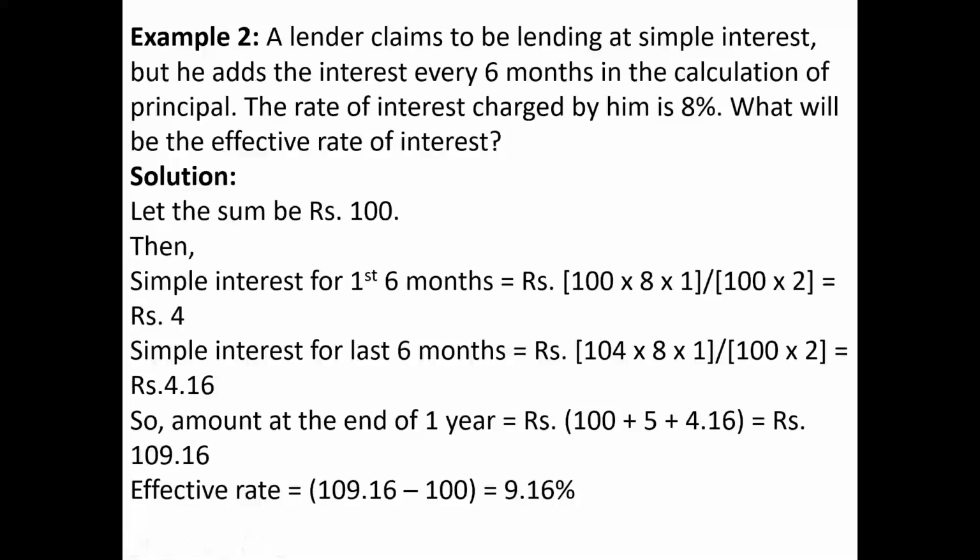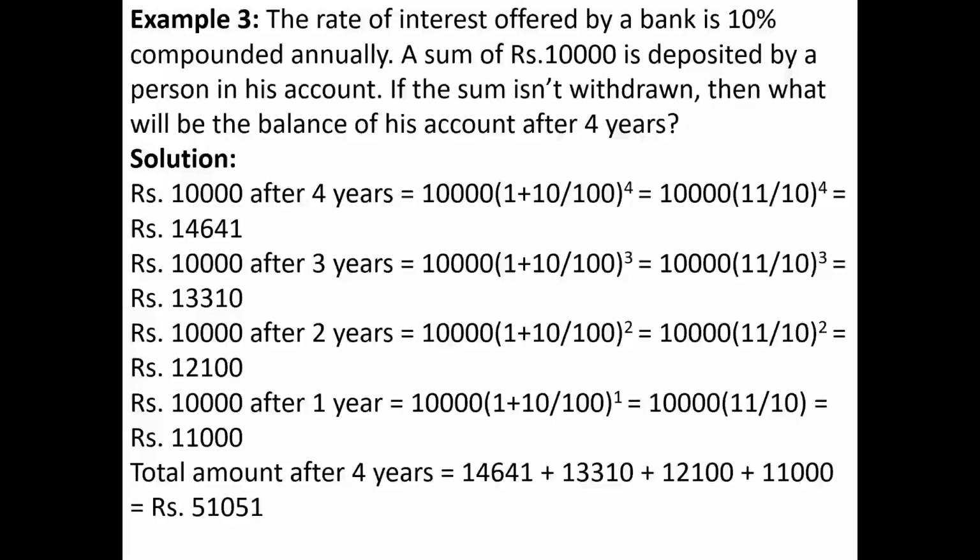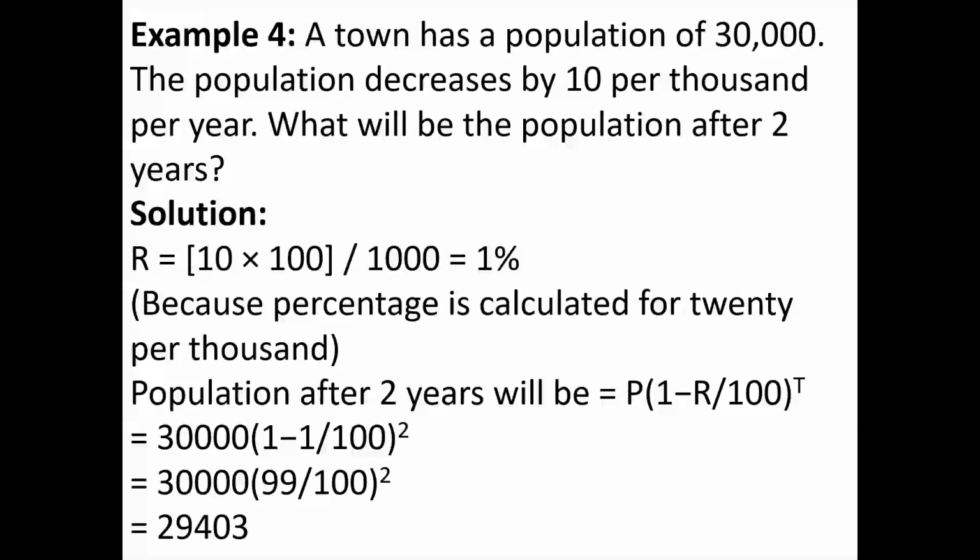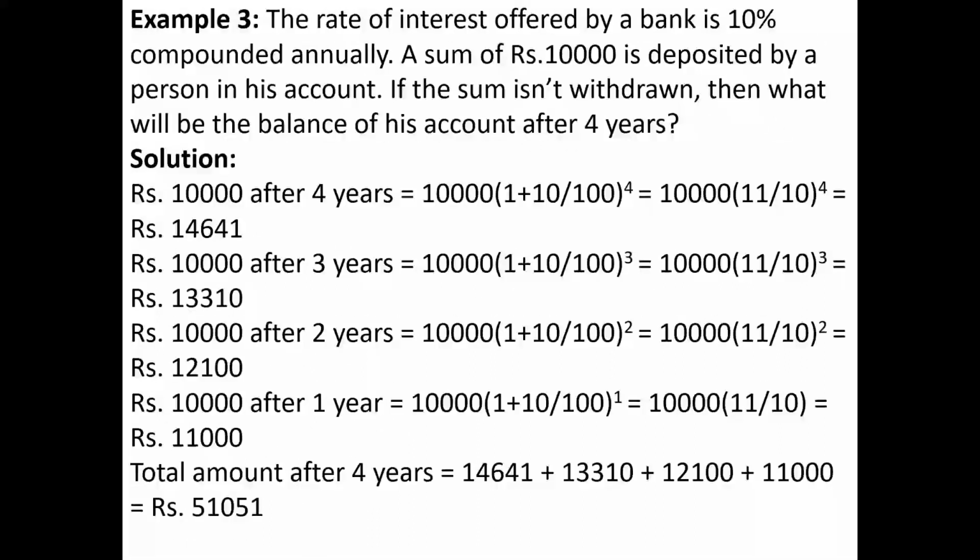Okay, so next is: the rate of interest by a bank is 10% compounded annually, that is compound interest. A sum of rupees 10,000 is deposited by a person in his account. If the sum isn't withdrawn, then what will be the balance of his account after 4 years?